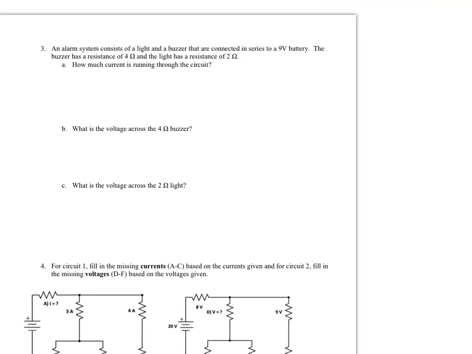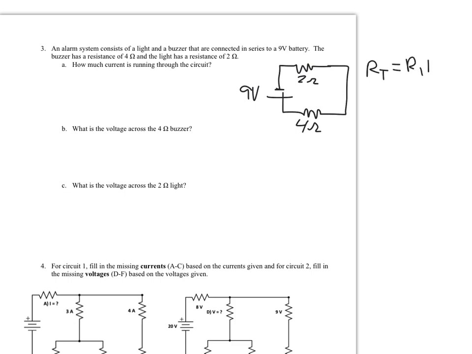All right, so for this next problem, we have a series circuit, we're told. So it's a 9-volt battery here, and we have a 2-ohm resistor connected in series to a 4-ohm resistor. And so what we're going to do is first find the total resistance of this just by adding up those two resistors. So the total resistance is going to be 2 plus 4, which gives us 6 ohms.